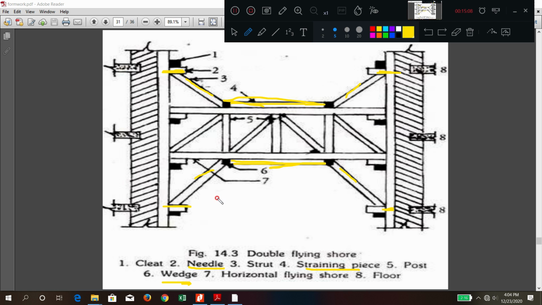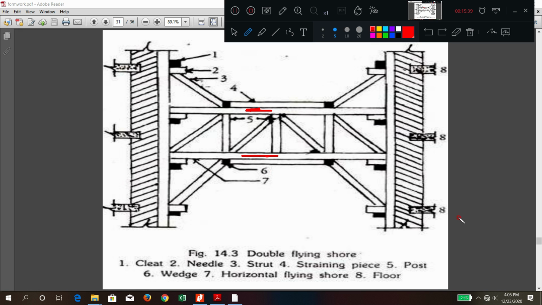Wedge. Sixth one, where is it? Yes, here it is, the wedge. These are called wedges. Horizontal flying shore, the seventh, the member itself. I will draw it in a different color, red. These two are called horizontal members. These are called shores.